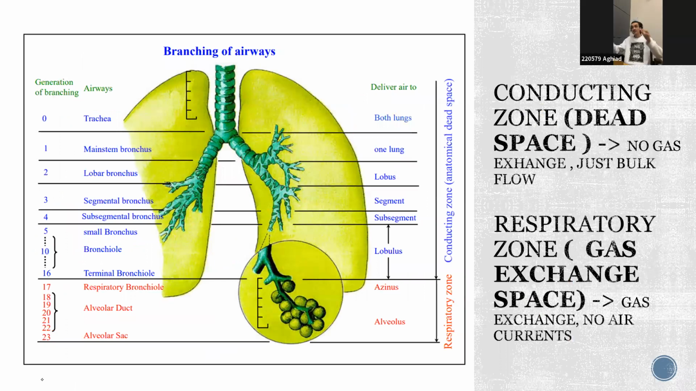So the lower respiratory system, the lower respiratory tract. As you guys know, the trachea, you guys took the trachea.